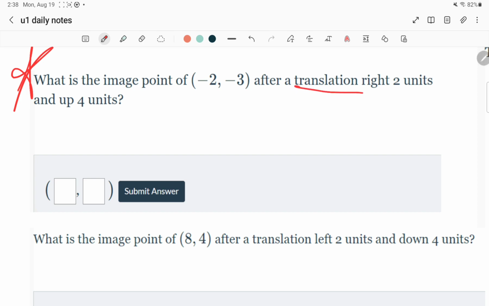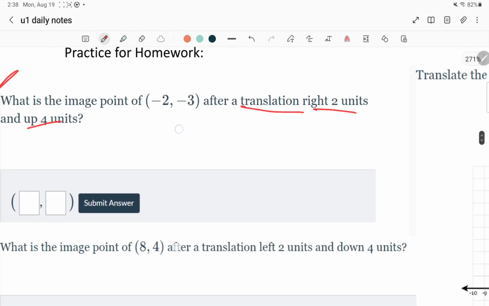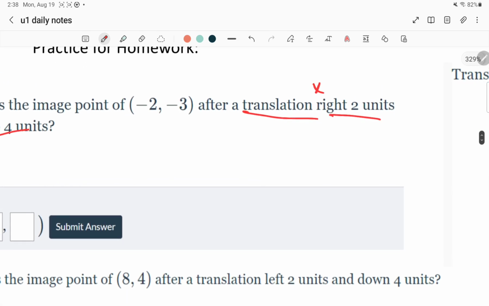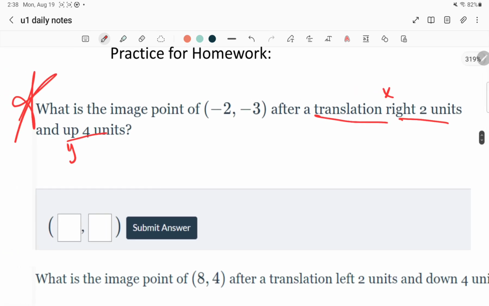So I'm being asked to do a translation, right 2 units and up 4 units. So first of all, we need to know that right means the x value and up is the y value. And then the other thing is we need to know that right means positive. Like if I'm going right on the coordinate plane, if I'm going right on a number line, that's numbers that are getting bigger. If I go left, that's numbers that are getting smaller. So right means positive and up means positive.